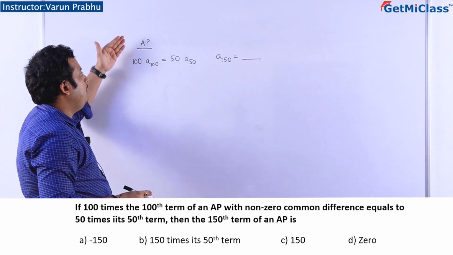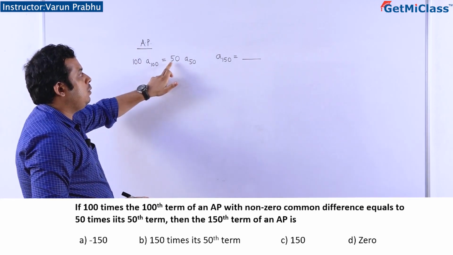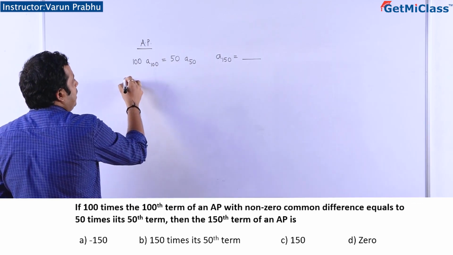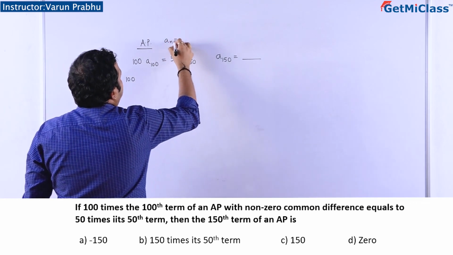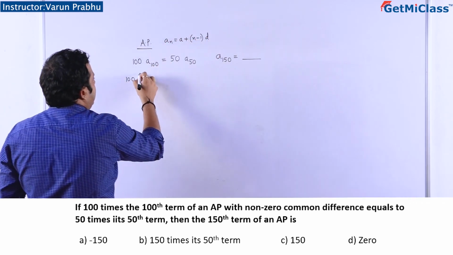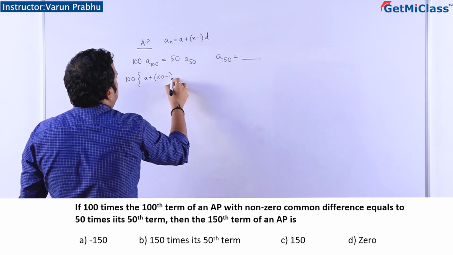If you look at this problem in the AP, 100 times the 100th term is equal to 50 times the 50th term. Then what is the 150th term of the AP is the question asked. So, we know the formula for the nth term of the AP, right? An is equal to a plus (n minus 1) times d. So I can say a plus (100 minus 1) times d.